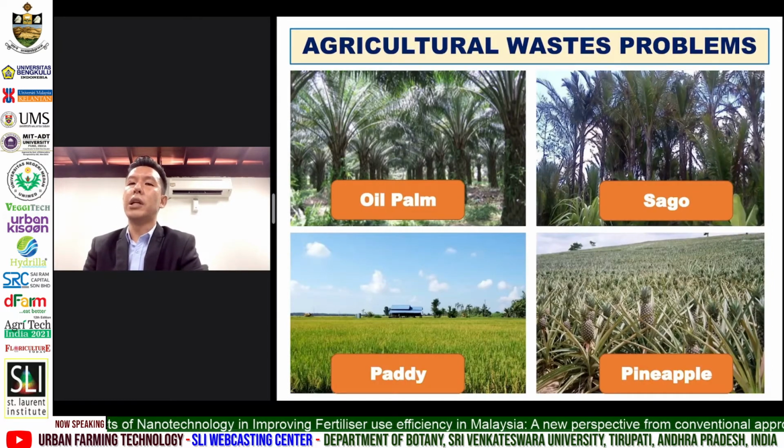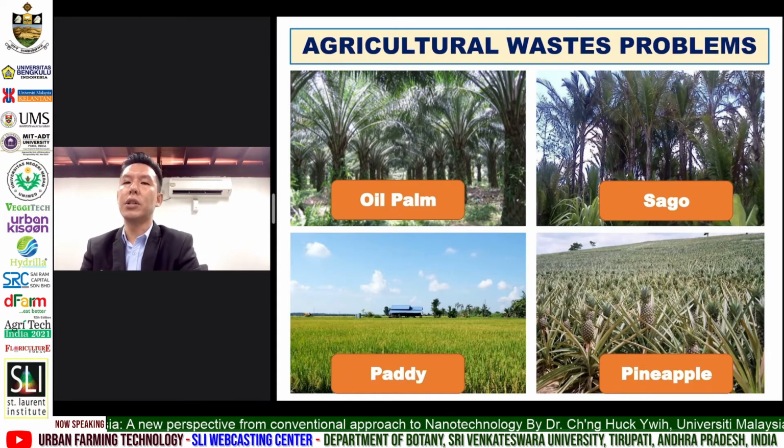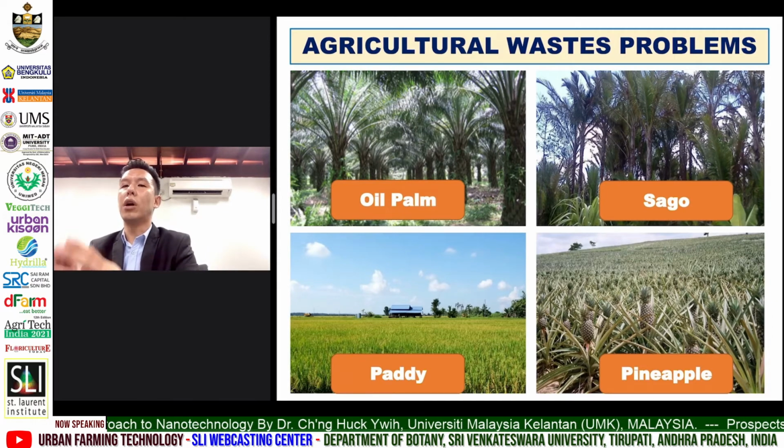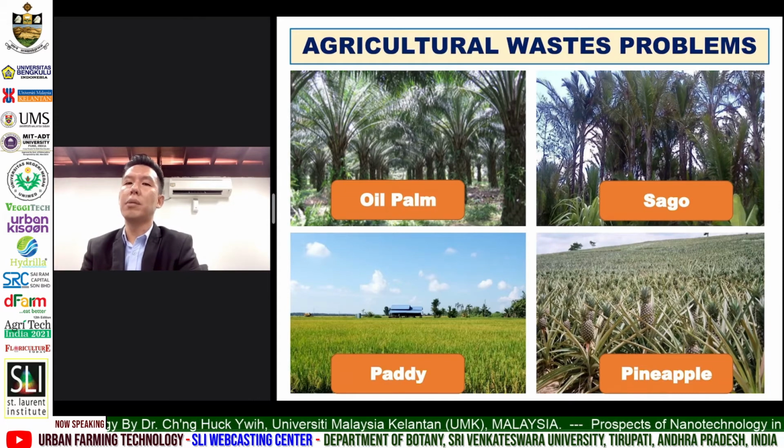Oil palm was introduced to Malaysia in the early days, and the planted area started to grow and increase since the 1960s. So the crop has brought much revenue to the country. Besides oil palm, Malaysia also planted a lot of sago, pineapple, and paddy. However, these crops create a serious agricultural waste problem because not all parts of the plants are consumable. So the problem has become more and more serious to the extent of causing pest and disease infestation.